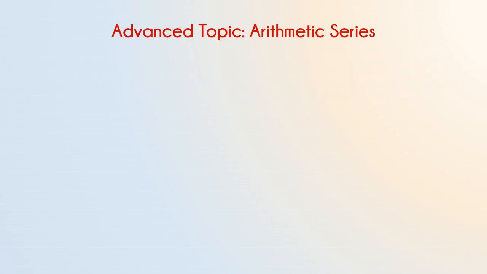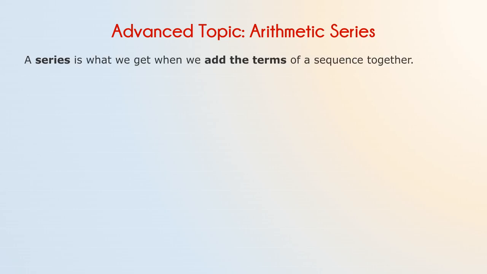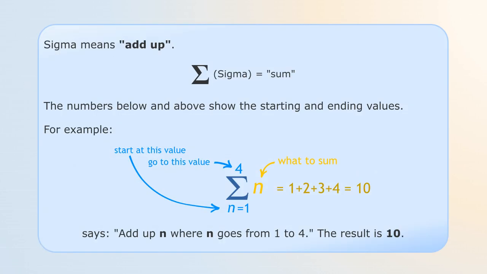Advanced topic: arithmetic series. A series is what we get when we add the terms of a sequence together. In other words, a series is a sum. First, let's learn about sigma. This symbol is called sigma. It means add up. The numbers below and above show the starting and ending values. This example says add up n, where n goes from 1 to 4. The result is 10.